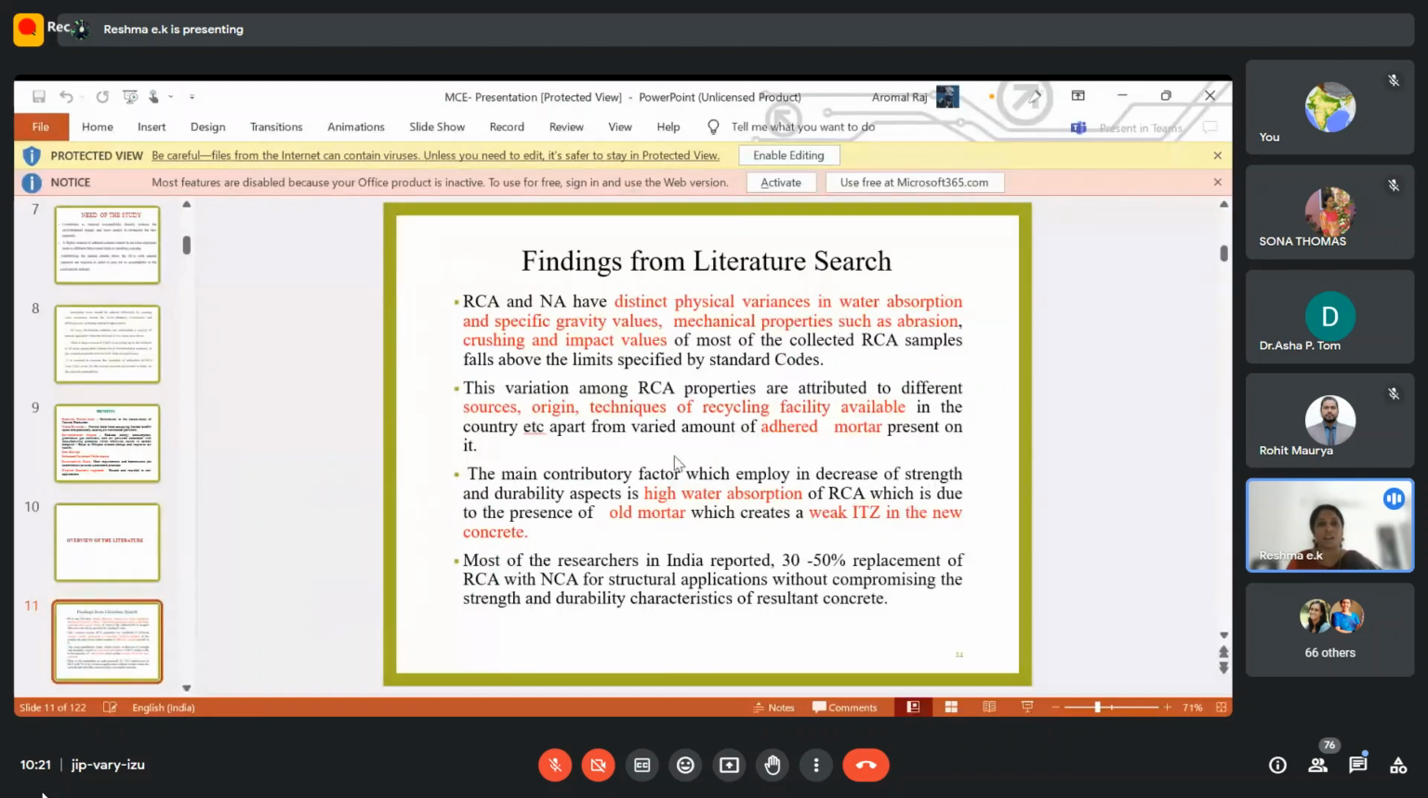Otherwise, we'll have to run around asking how many objectives are required, and what is the way to frame the objectives. That is a little difficult. Or till the end of the research, you will have confusion about what has to be done, what is not done. So literature review has to be given more importance.